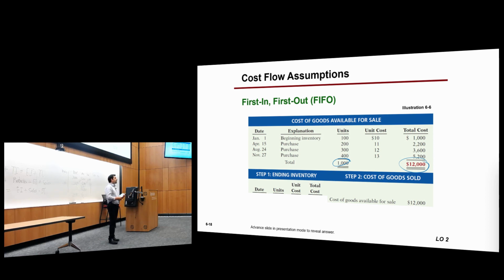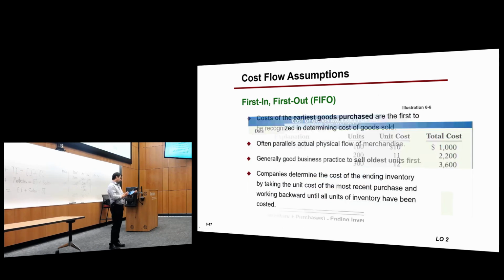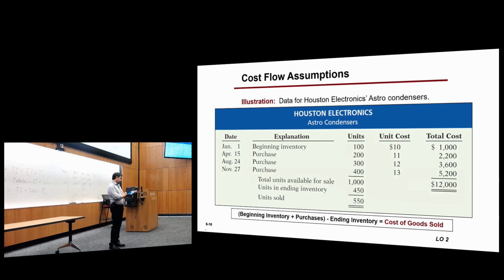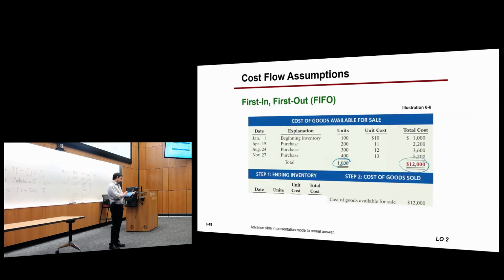With FIFO, just remember that companies usually start by calculating ending inventory, because most of the time it's easier to look at the ending inventory than it is to calculate cost of goods sold. Usually companies sell a lot more than what they have at the end of the year. In this example, as you can remember, the ending inventory is 450 units.